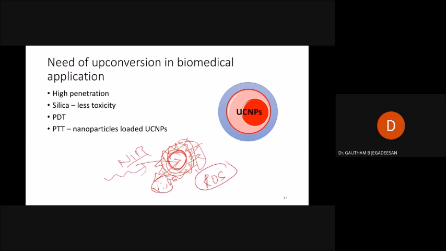This is one way. The other way is through thermal therapy, in which it will also be targeted. Once it is targeted, the nanoparticle which is already embedded into the silica shell of the upconverting nanoparticle will be triggered. It will have visible light absorption efficiency, so that temperature will be produced, and using that temperature, the diseased cell can be killed.